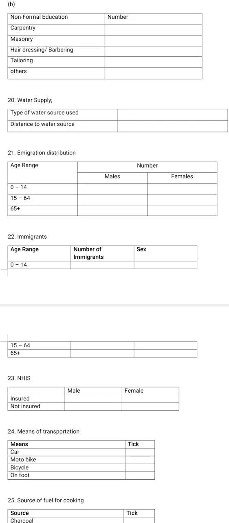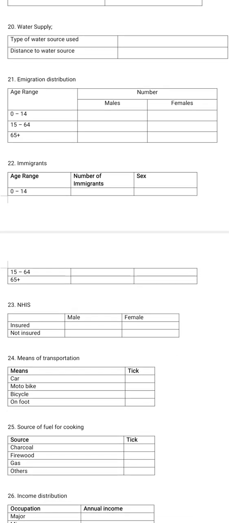Now, the emigration distribution: those who have left the community to different places. Ask if the people were living there but have left to reside in a different place. Age 0 to 14, 15 to 49, 50 to 64, and 65 plus, indicating the number of males and females. The immigrants, those who have visited the community but are also living in that same house, indicate this. Okay, and then you do this for every single house.